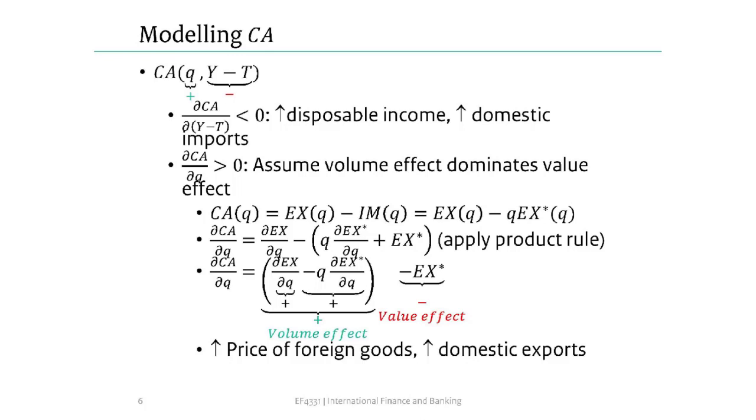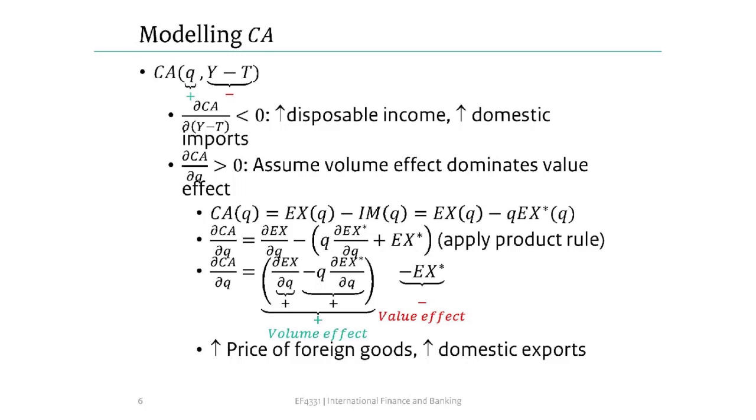Let me talk about why these parameters are positive or negative. The change in domestic exports with respect to change in Q should be positive. Why? As we saw in the previous slide, if foreign goods and services are becoming more expensive, people will substitute away from foreign goods and prefer to consume domestic goods. Exports must respond positively to increases in Q. Something we all know.